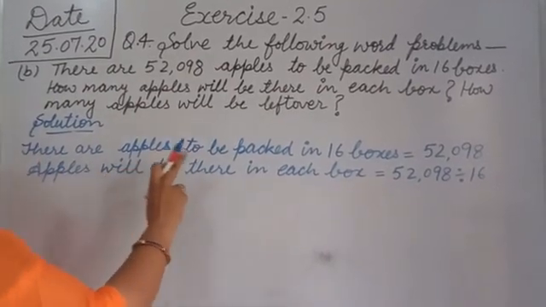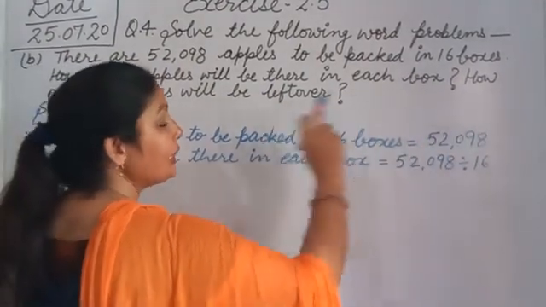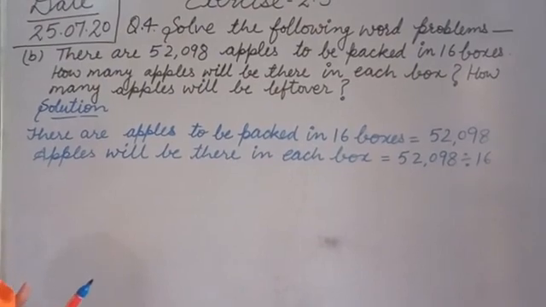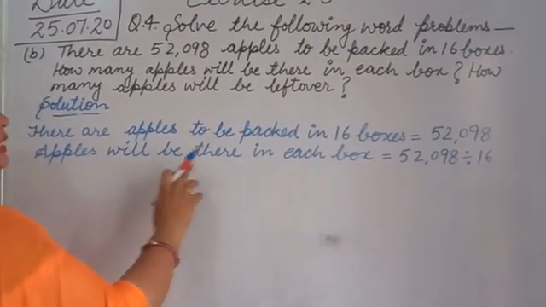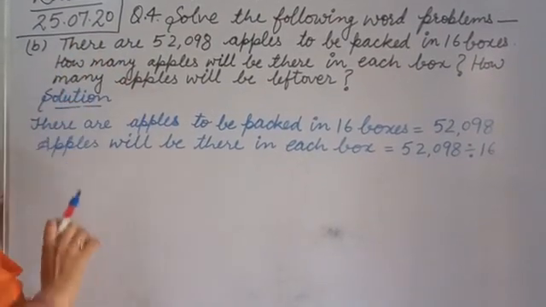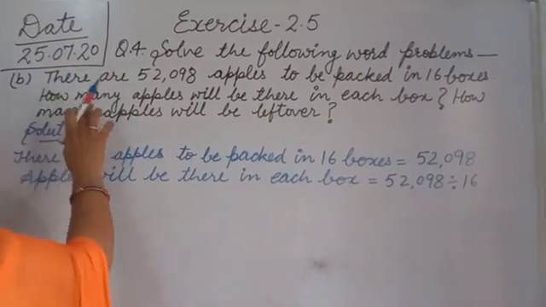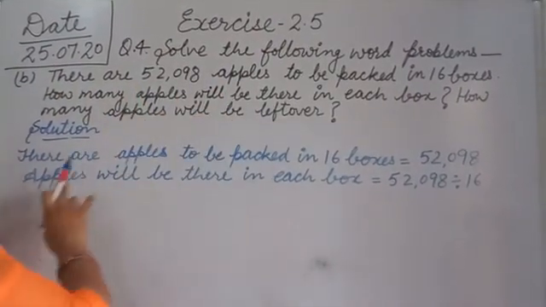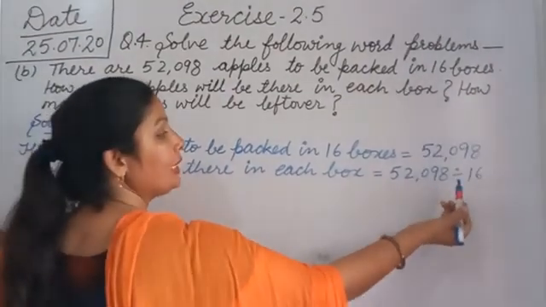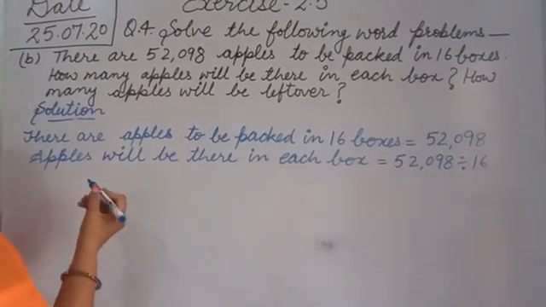So the first sentence: there are apples to be packed in 16 boxes. How many apples? 52,098. These apples are packed in 16 boxes. Now the second sentence: apples will be there in each box. We have to find how many apples. So we will remove 'how many' because 'how many' comes in the question. When we write the solution we don't use 'how many'. So apples in each box equals 52,098 divided by 16. So now we should divide here. We should show the solution here.